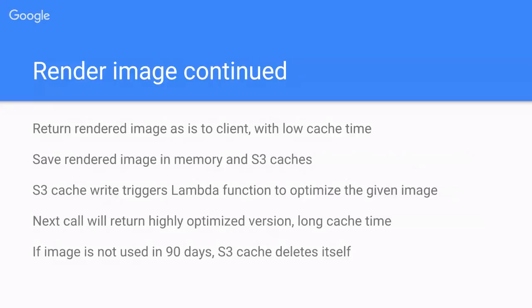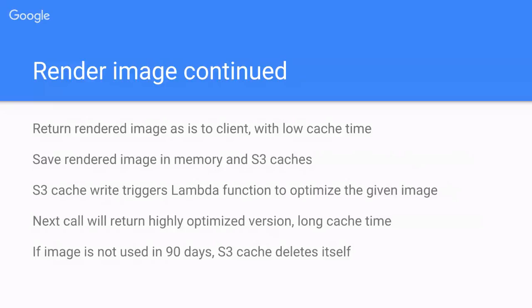Now we have the rendered image, so we return that to the client with low caching time, about 5 minutes. The reason for that is the next step. Now we save that rendered image also in the caches. And you're writing to the S3 cache, and that again has an internal event that calls a Lambda function. And that Lambda function then optimizes these cached images. It compresses them even further without losing quality.